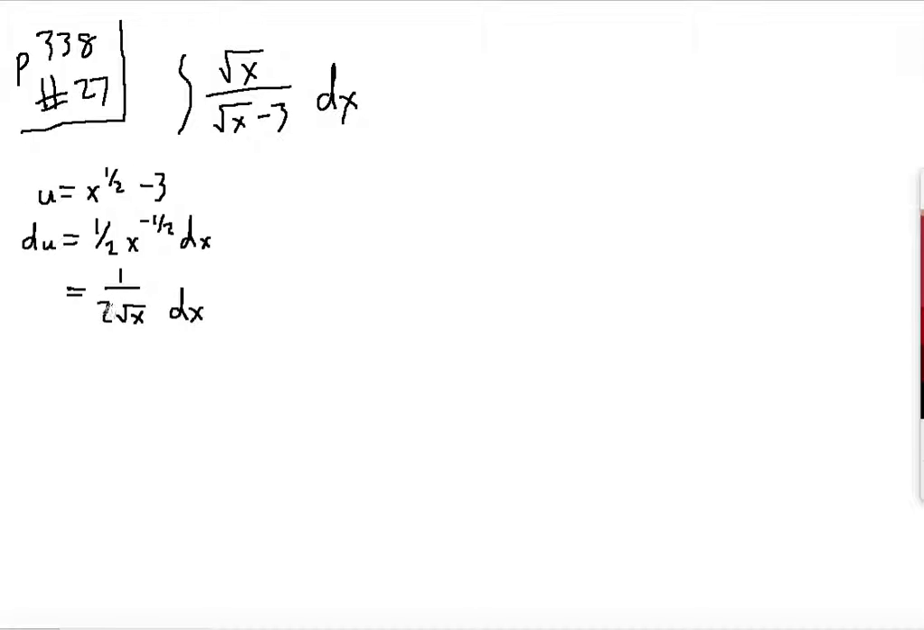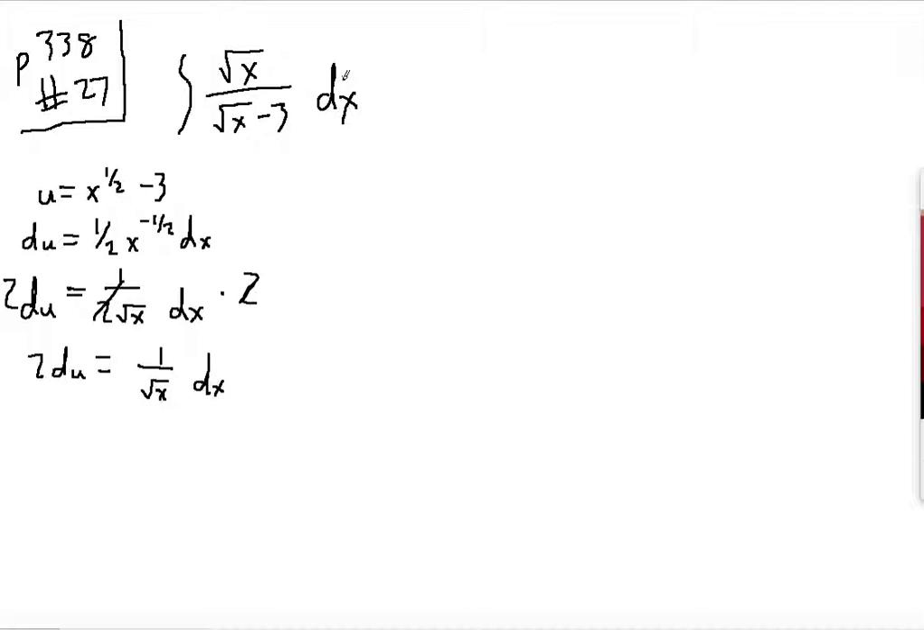Now I am going to get rid of my 2, because that I am allowed to move to the other side, so I'm going to multiply both sides by 2. But you can't get rid of the square root of x. You have to keep the square root of x on the same side as the dx term. So now we have that 2 du is equal to 1 over the square root of x dx.